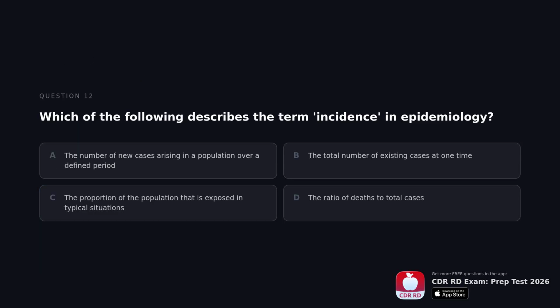Which of the following describes the term incidence in epidemiology? A. The number of new cases arising in a population over a defined period. B. The total number of existing cases at one time. C. The proportion of the population that is exposed in typical situations. D. The ratio of deaths to total cases.